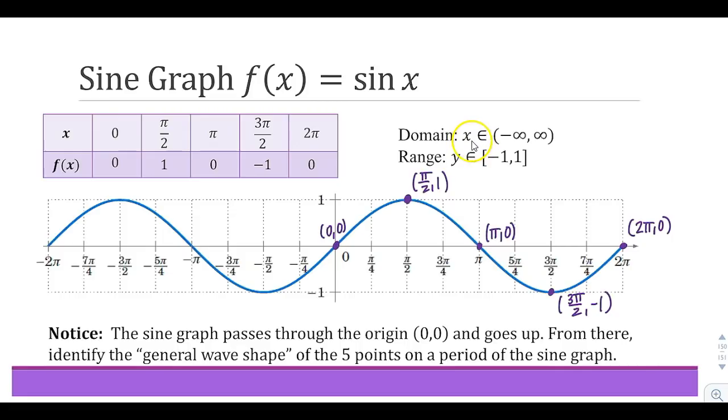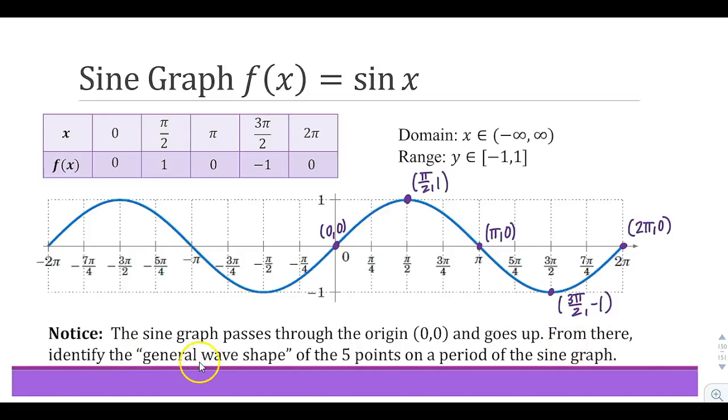The domain is the x values on which the function exists. So this says all x values in the interval from negative infinity to infinity. So this is just going to keep going on over and over again. The range is all the y values that come out of the function. So this is between -1 and 1, including -1 and 1. So the lowest y value that comes out, the smallest, is -1 down here, and the biggest y value is at +1. So notice that the sine graph passes through the origin, 0, 0, and then starts to go up.